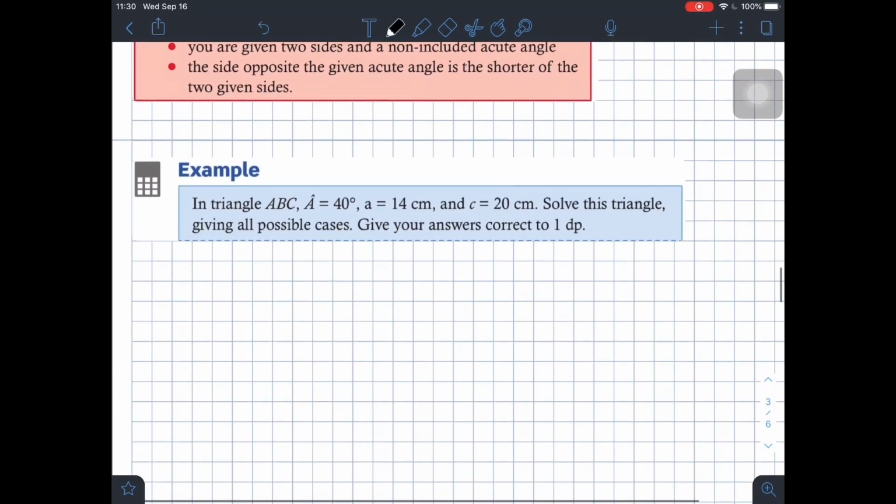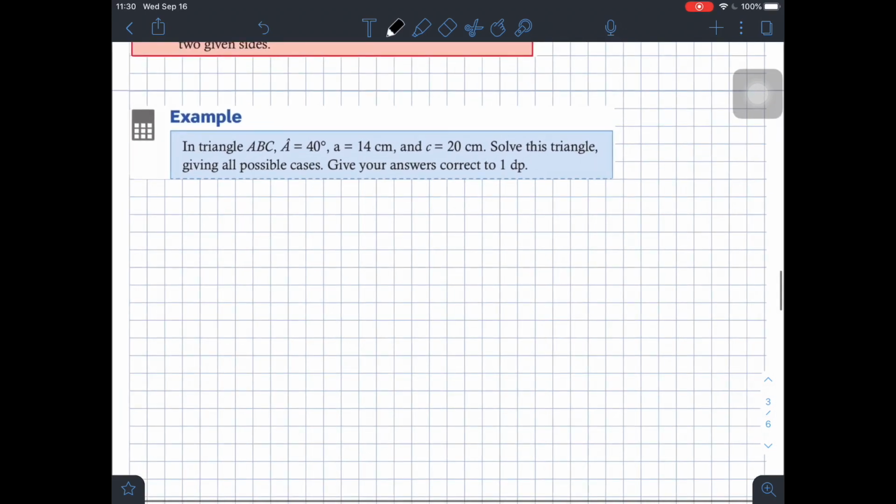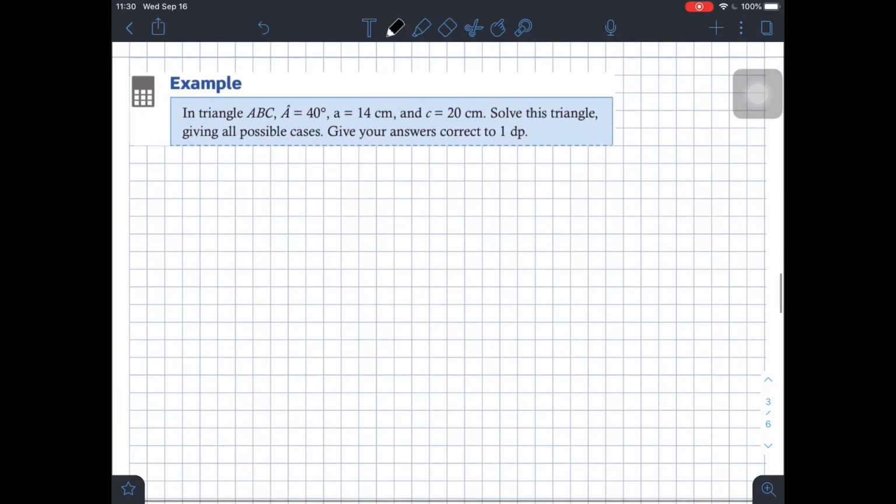Okay, so let's see an example together in order to finish this assignment. We're gonna see one example about this ambiguous case. It says, in triangle ABC, angle A is 40, side a is 14, and side c is 20 centimeters. Solve this triangle giving all possible cases. So this is a suggestion that we may have more than one triangle, right? Give your answers correct to 1 decimal place.